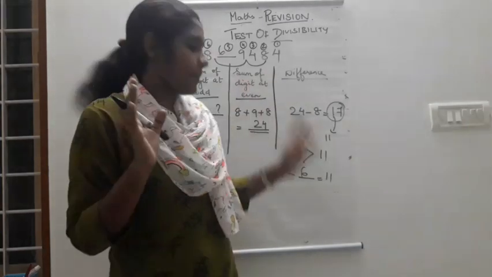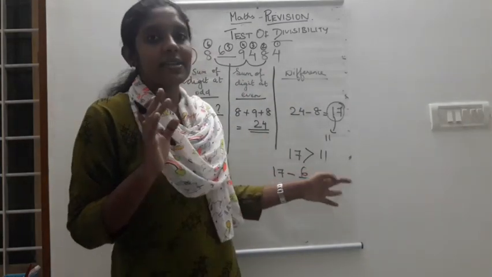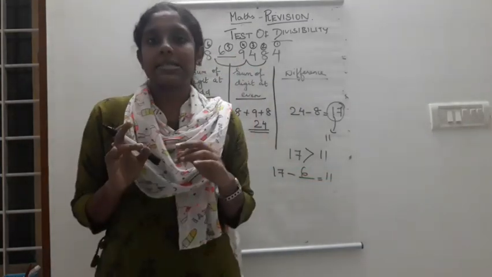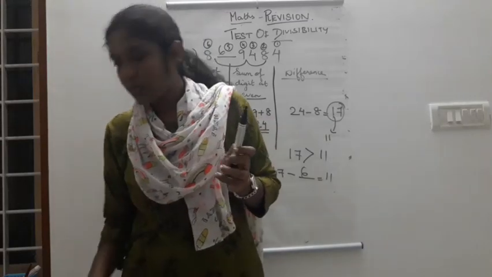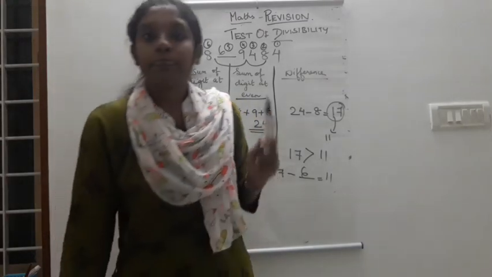Then take the difference and find out the number. Here 17 minus 6 is 11. So the given number here is 6. Okay. Now it is clear. Now we will move to the next.